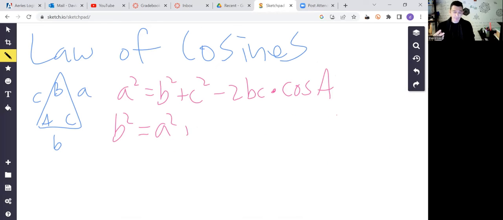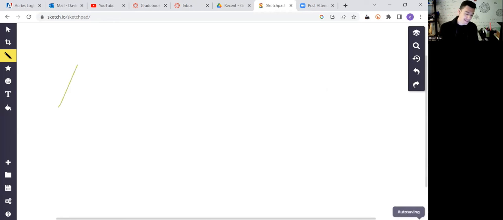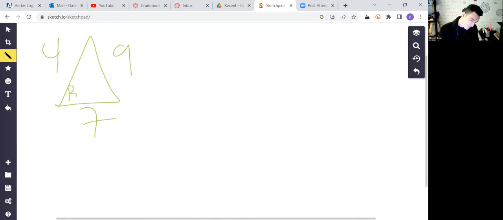So let's do two problems where you have to use the law of cosines. Let's say like this. How about I go like that? Let's say that this is a 9. Let's say this is a 4. And let's say this is a 7. And your goal is to find angle B, which is right there.